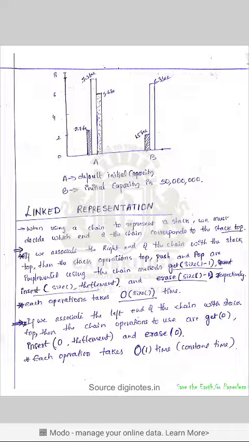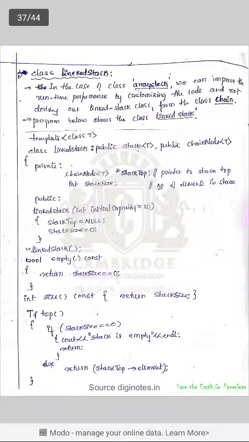If we are implementing a stack using a linked list, first we need to decide whether we use the right end or the left end, because a stack always operates at the same end for insertion and deletion. If we use the right end of the linked list, we need to use get(size-1), insert(size, element), and erase(size-1). If we use the left end of the chain, we can use get(0), insert(0, element), and erase(0). Then only we can perform operations such as push and pop.